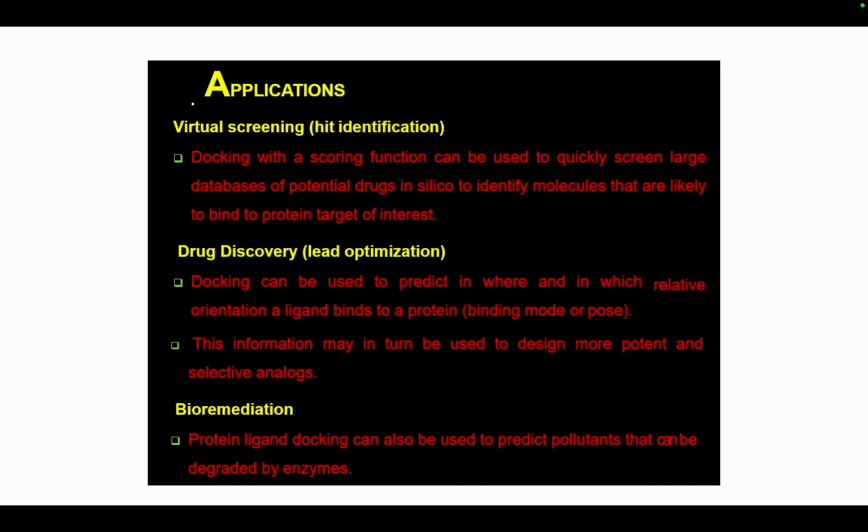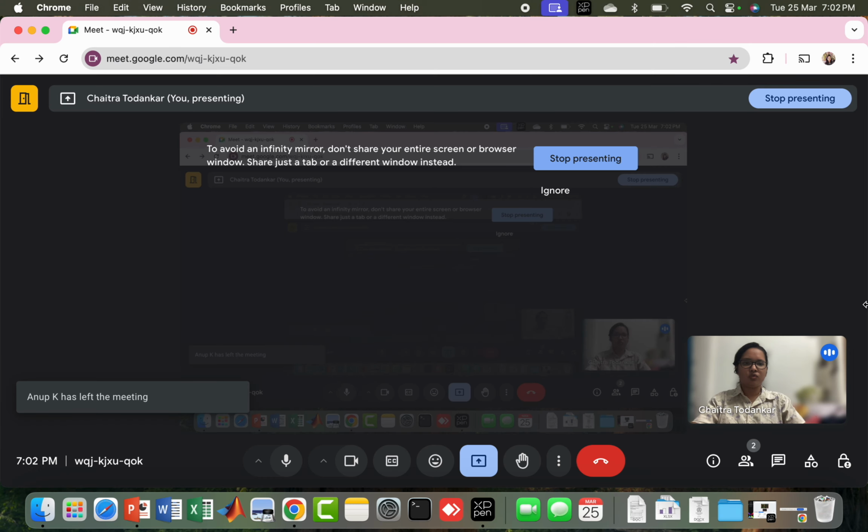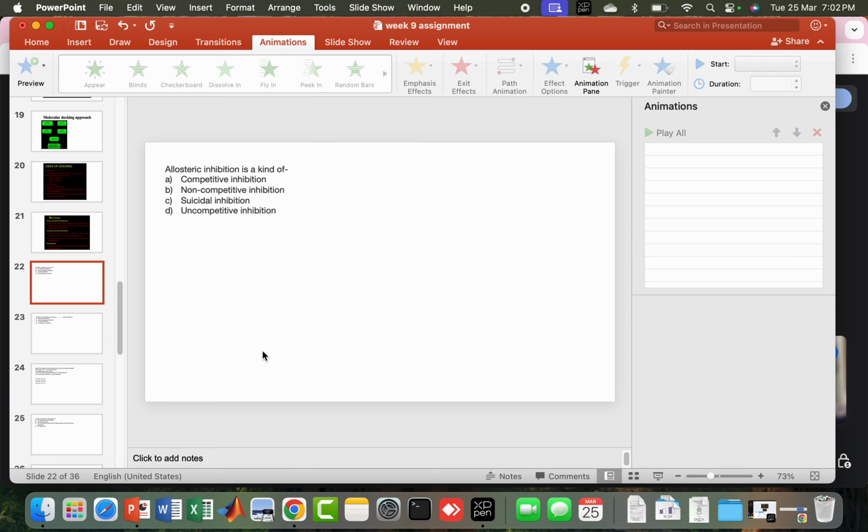and bioremediation. So protein ligand docking can also be used to predict different pollutants that can be degraded by the enzymes. So these are the applications for molecular docking. So let's move on to the assignment questions.